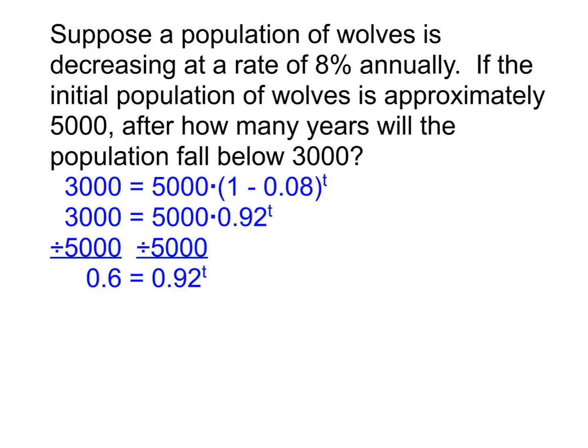At least it's a nice, pretty number. Yes, it's a decimal, but it's an easy decimal to work with. So I got 0.6 equals 0.92 to the t. I've gotten the exponential part by itself. Once I've done that, I want to be able to solve for the exponent. What solves for the exponent again?